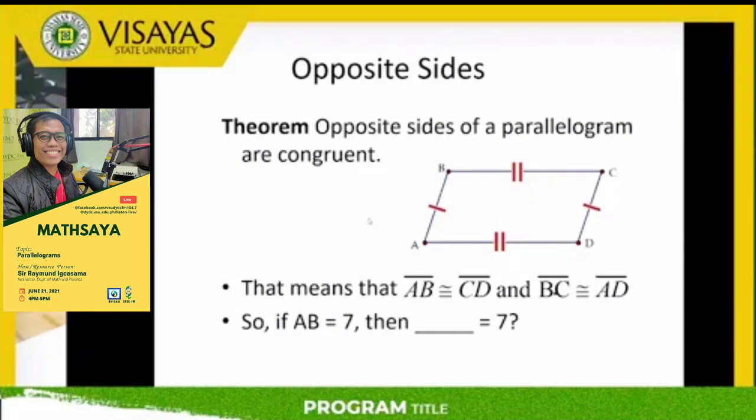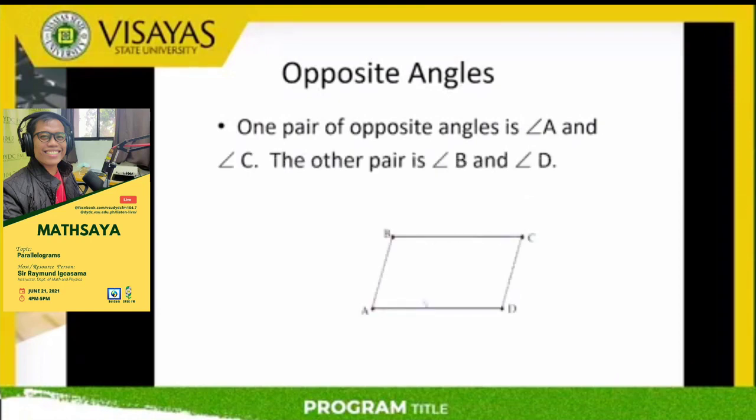So if AB is 7 units, let's say for example AB here is 7 centimeters or 7 inches, or generally 7 units, we can also say that segment CD or side DC is also 7. So you can fill in the blank here: segment CD or DC is also 7. All right.